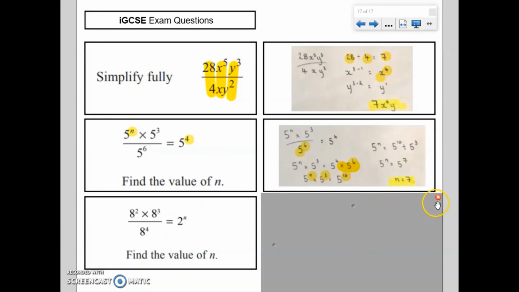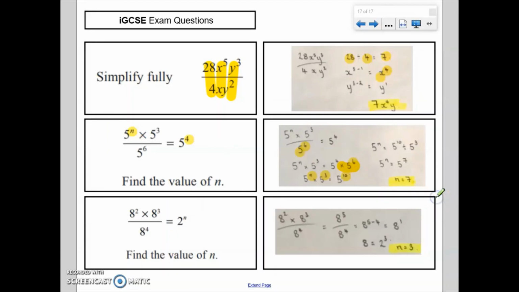For the third question, this is my working out. If we approach it in a similar manner to this one, we are going to end up with 8 to the power of 5 by adding these two together. And then on the bottom, we have 8 to the power of 4. We're left with a division, so we're going to do a subtract. So we're left with 5 minus 4 gives me 8 to the power of 1, which is great.